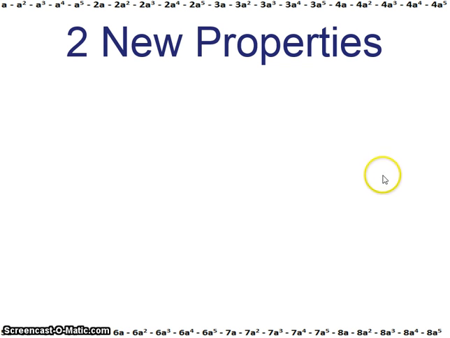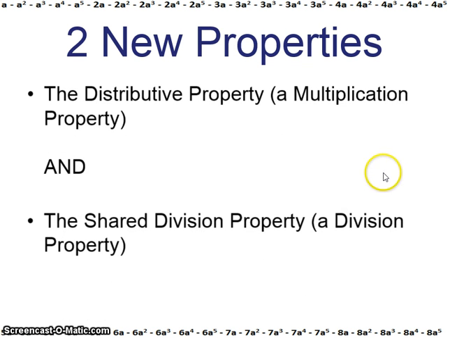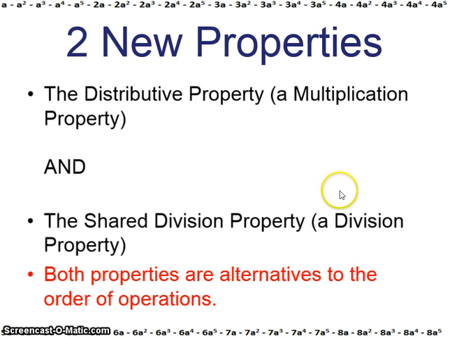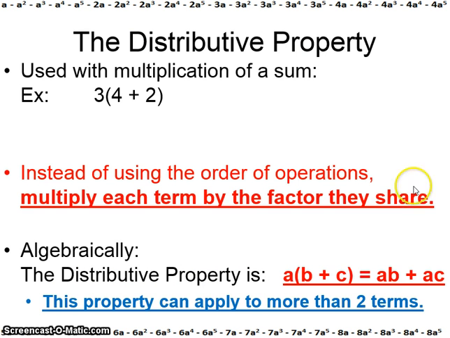Now let's look at our 2 new properties. Our 2 new properties are named the distributive property, which is a multiplication property, and the shared division property, which is a division property. Both properties are alternatives to the order of operations, and I'll show you what that means in just a minute. So let's look at the distributive property.